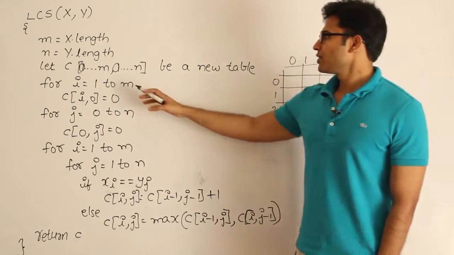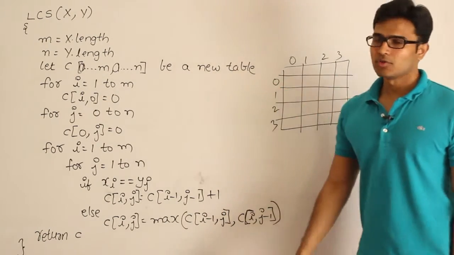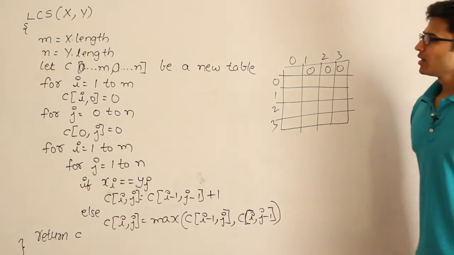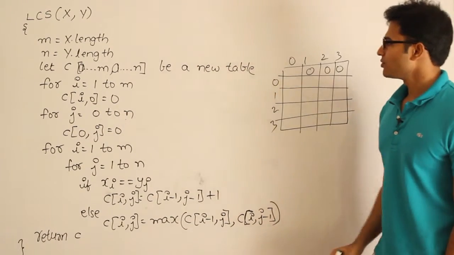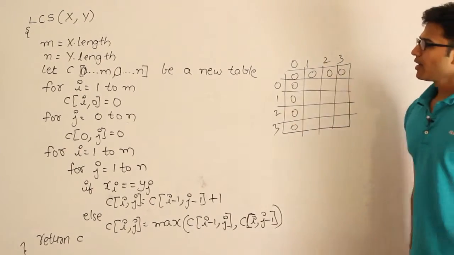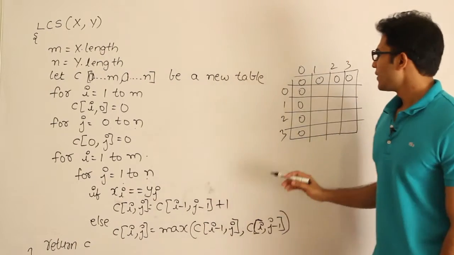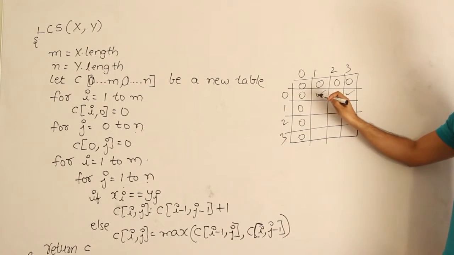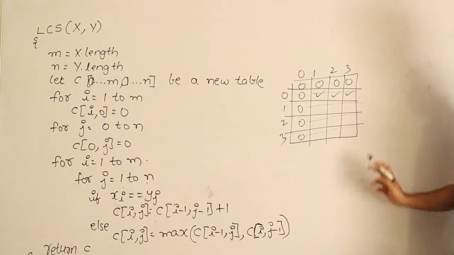And then for i equal to 1 to m, c of i comma 0 equal to 0. So what they are doing is, all of this is made 0. And then for j equal to 0 to n, c of 0 comma j equal to 0, which means this entire part is made 0, right? And for i equal to 1 to m, j equal to 1 to n, so they are computing one by one. So for i equal to 1 to m, they are going in row major order, row major order, right?